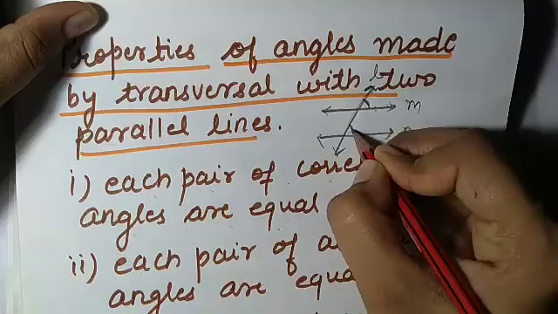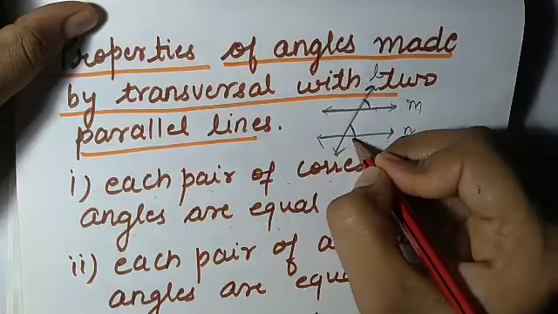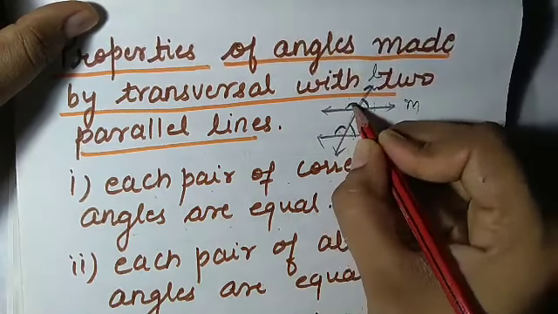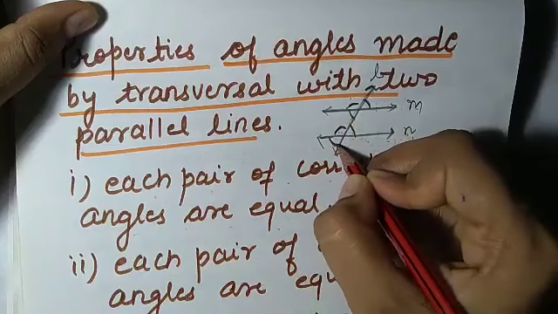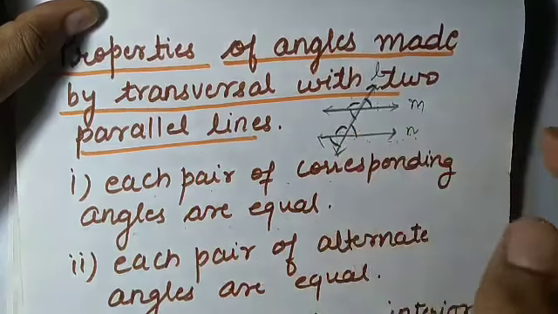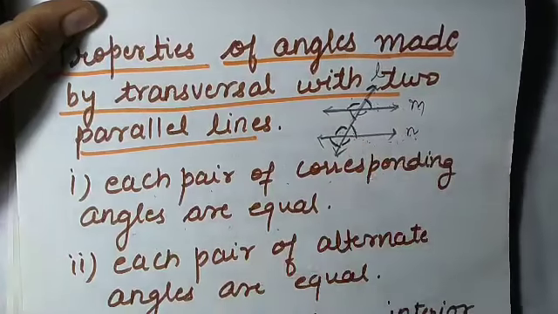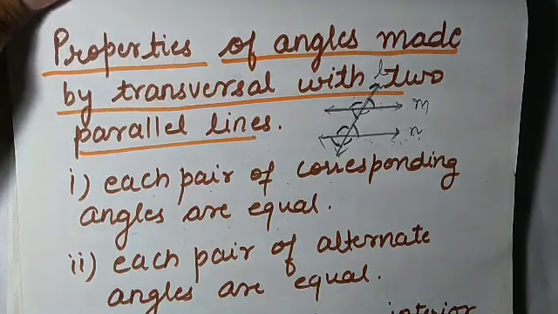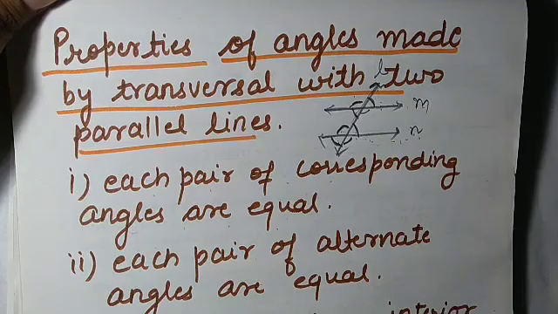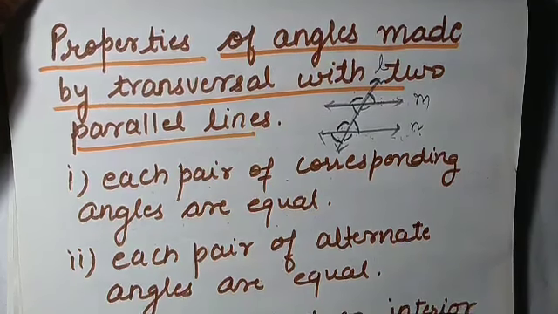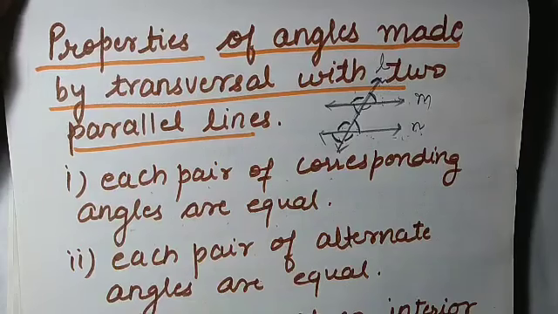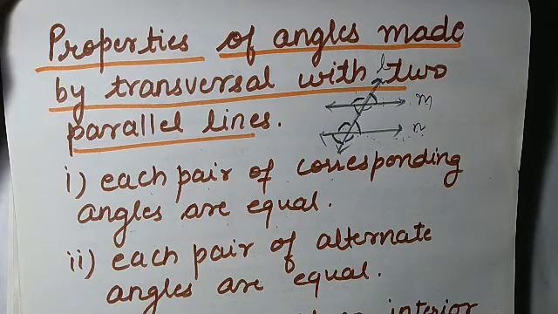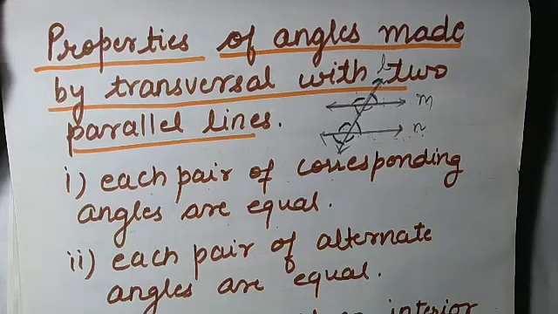Angle this and this is the first pair because they are in the same position. This and this is the second pair. And the third pair is this and the one downwards, because they are at the matching position. And this is the fourth pair. So we have four pairs of corresponding angles, and whenever the lines are parallel, we can say these angles are equal. So this is the first property. Whenever the lines are parallel, each pair of corresponding angles is equal. So you must know where the corresponding angles are made whenever a transversal intersects two lines.